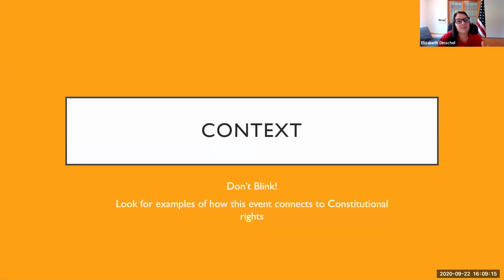And so what I want to do is start off with context, and we're going to go through it very quickly, so don't blink, you'll miss it. Look for examples of how this event connects to constitutional rights. I'll try to point them out as we move through, but you should be able to pick up on it.